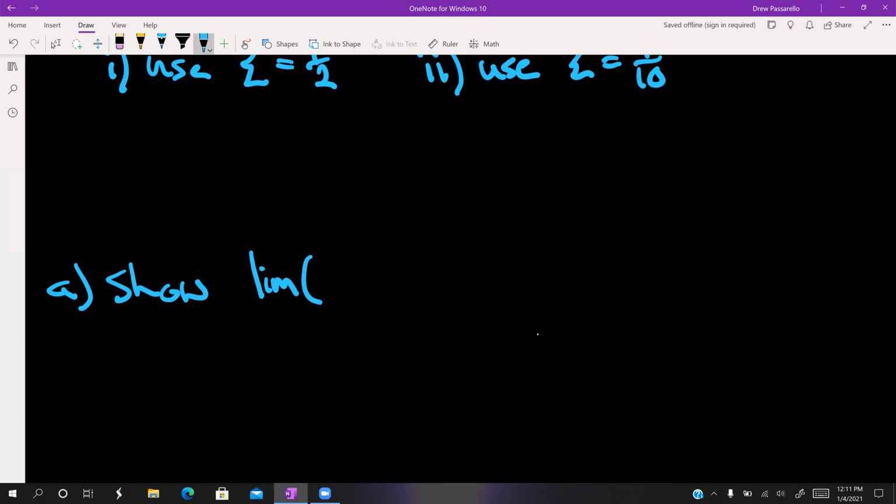So xn, I'm just going to go ahead and write it. It's 1 over the natural log of n plus 1. We're going to show that this limit equals 0 as n goes to infinity.